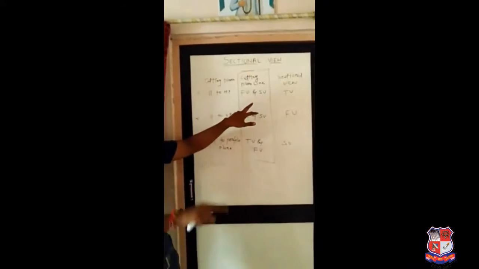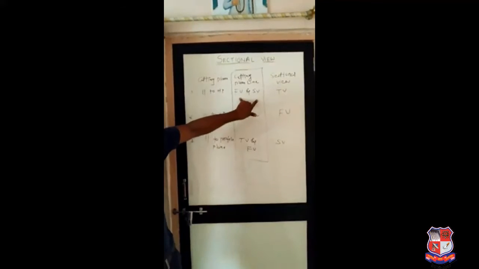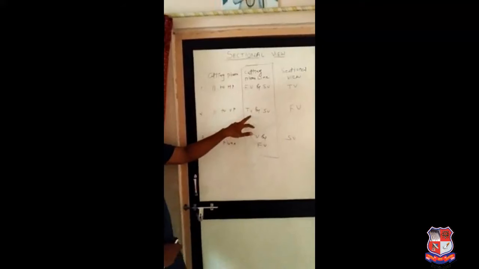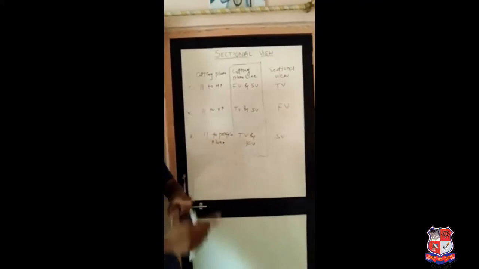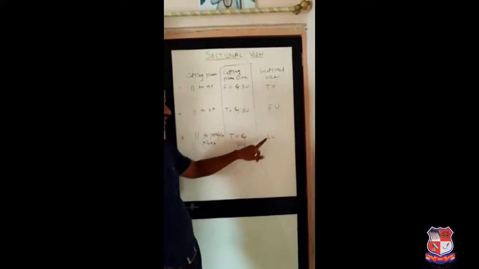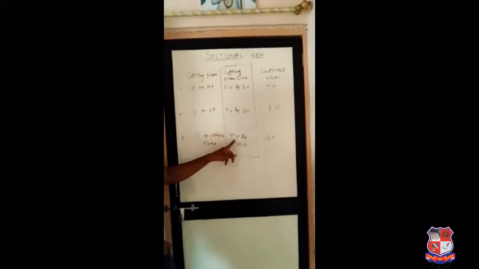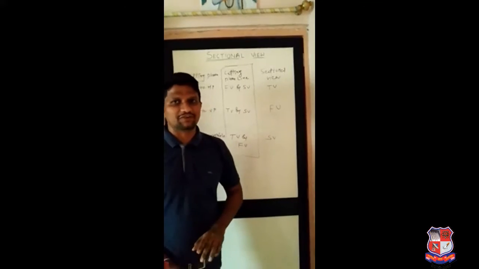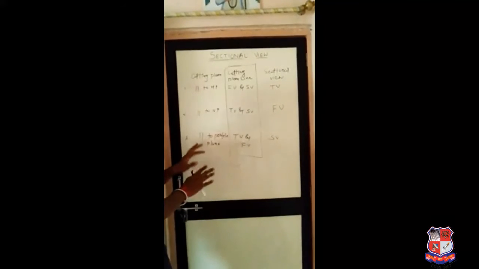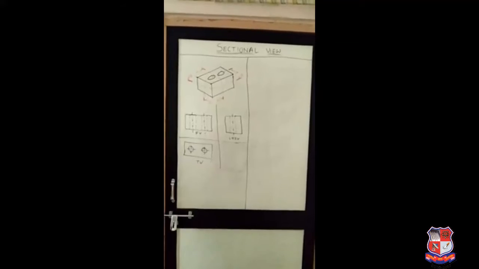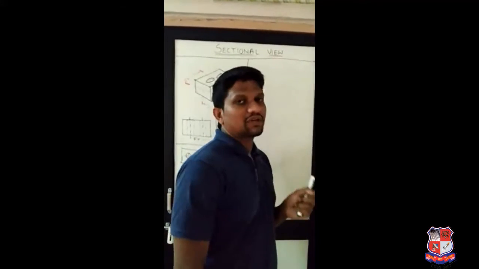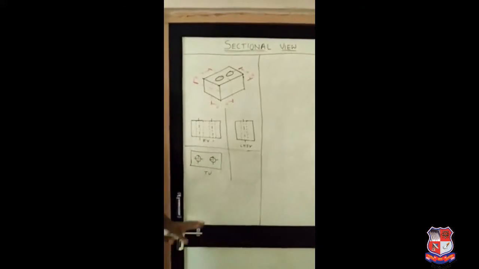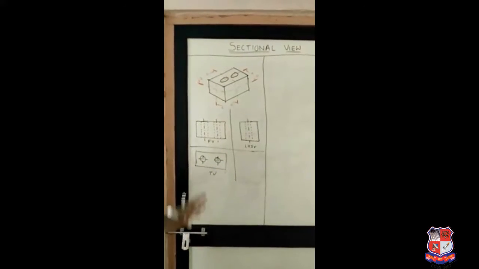Okay, if the cutting plane line is visible from front view and side view, then you need to convert your top view into sectional top view. If the cutting plane line is visible from top view and side view, then you need to convert your front view into sectional front view. And if the cutting plane line is visible from top view and front view, then you need to convert your side view into sectional side view. So these are the three methods of how we are going to cut the object. Okay? We studied how we are going to cut the object. There are three methods over here, and all those three methods are included.